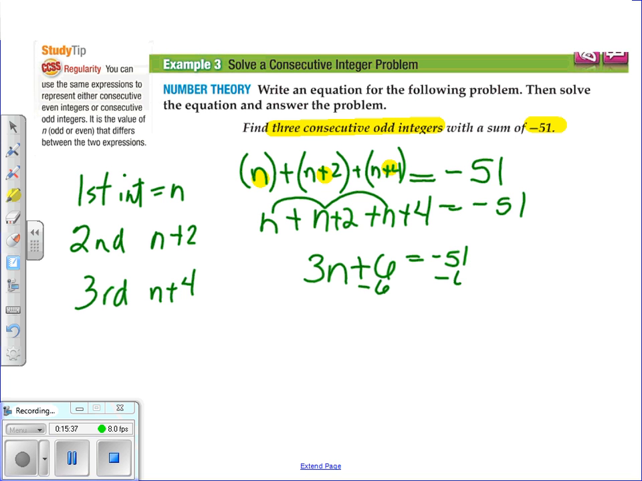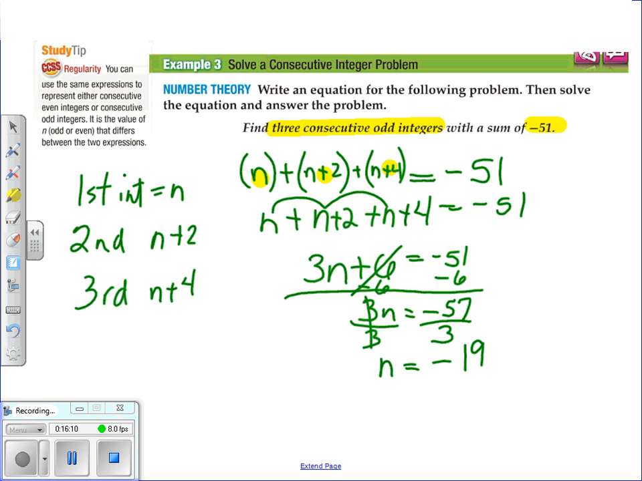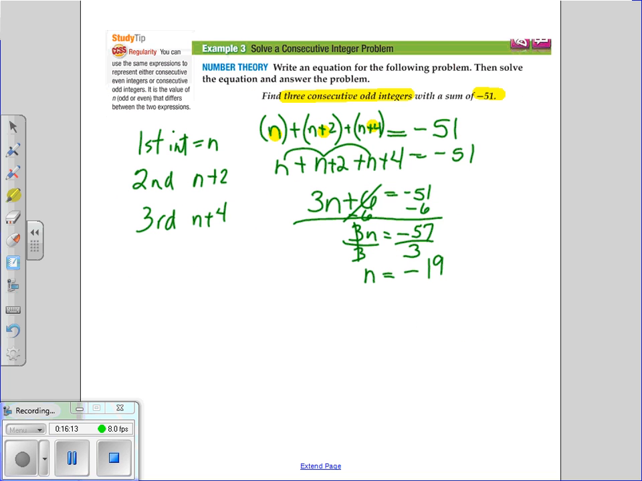Subtract 6 on both sides. We're going to isolate our variable, right? 3n equals negative 51 plus a negative 6 is negative 57. All right? I'm going to divide by 3 because I'm trying to isolate my variable n. N equals negative 57 divided by 3. 3 goes into 5, 1 time, 2 left over. 3 into 27 is negative 19. So n equals negative 19.